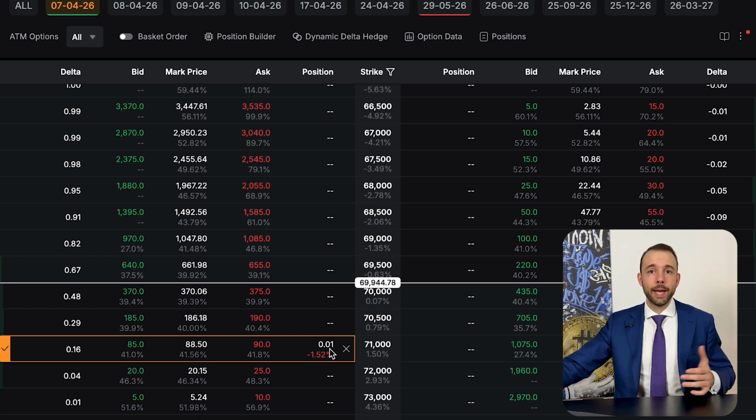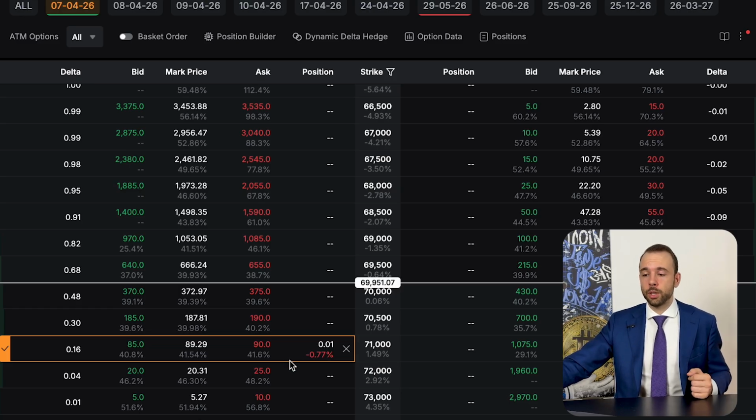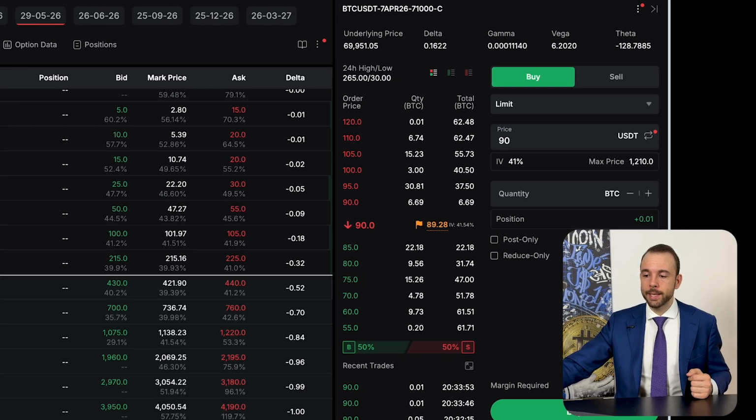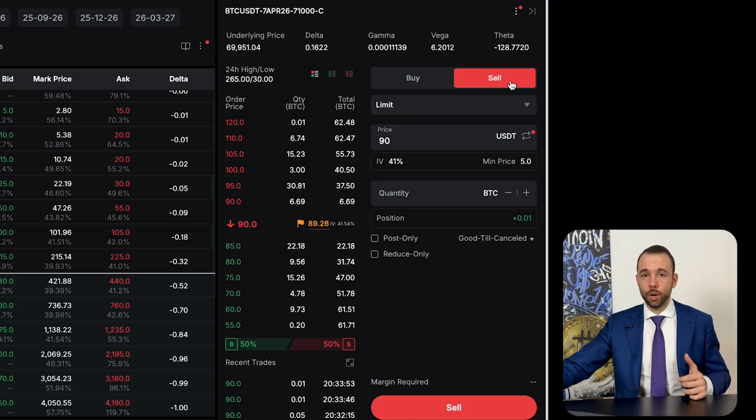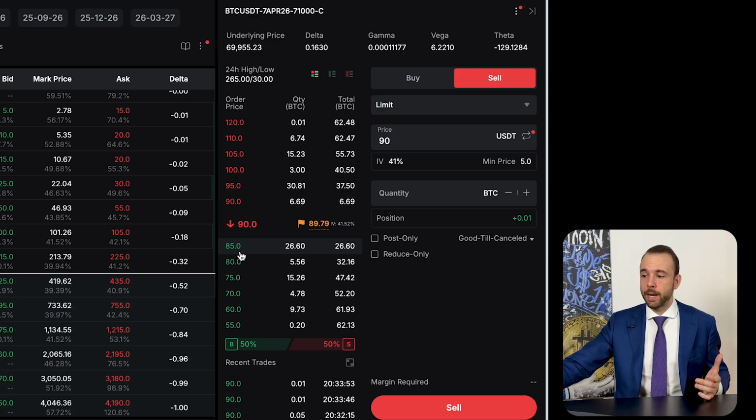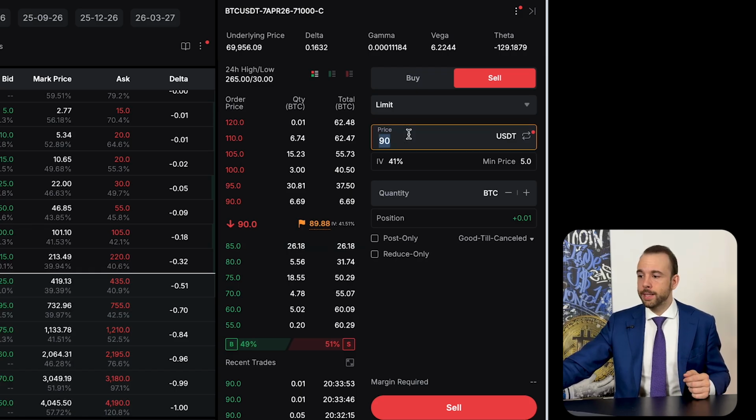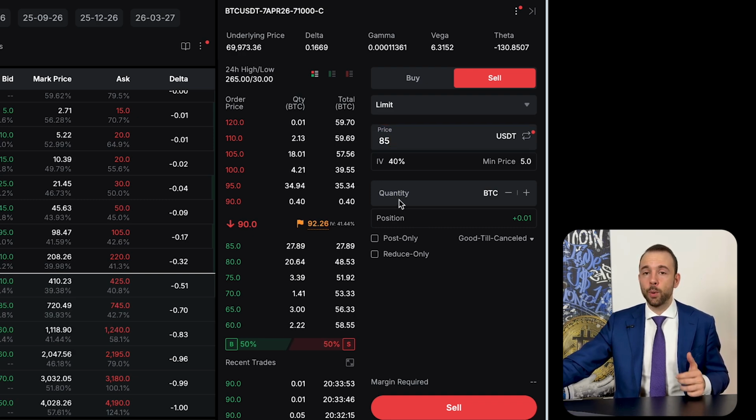Also, I don't need to wait until the expiration date. And if the price of BTC moved in my favor, I can simply sell this option and realize the profit. To close this position, I have to click on the strike price once again, select the sell side because we would like to sell our call option that we have. Select the price. In this case, we have to take a look at the bid price, and the best bid price at which I can sell this call option is equal to $85.